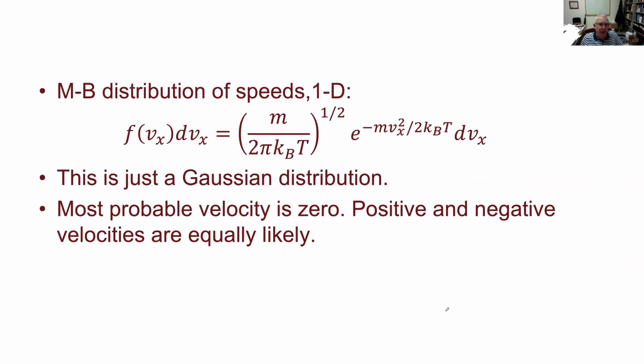And it looks like that. This is just a Gaussian distribution, right? And so because of that, the most probable speed is 0. Positive and negative speeds are equally likely. I have here a little bit of an Excel sheet, which if I flip through a bunch of stuff on my computer, we can play with a little bit to just see what's happening.